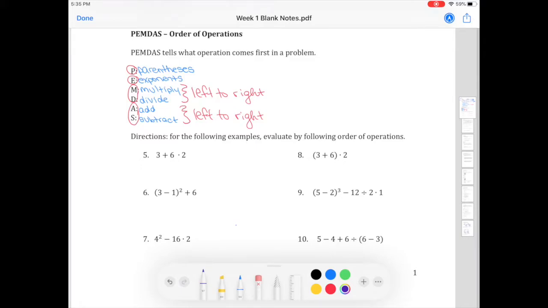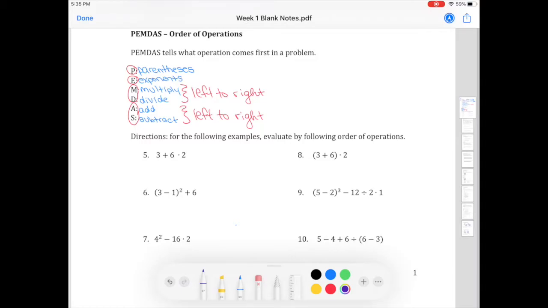All right, here we go with some examples. So directions just say for the following, evaluate the following following order of operations. So number 5, 3 plus 6 times 2. I have addition and I have multiplication. So only 2 operations to worry about here.